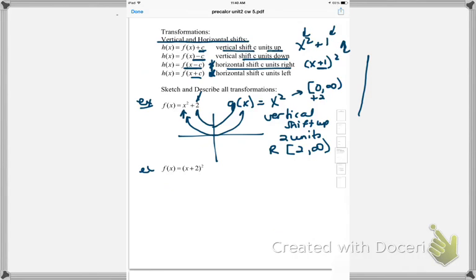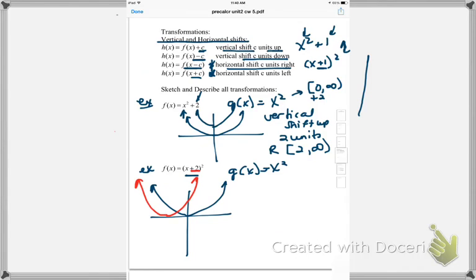Here is an example of a horizontal shift. Your parent function, again, is x squared. So we start off with our graph with a parent function of x squared. We perform the transformation 2 units horizontally, and remember it moves in the opposite direction. We move 2 units to the left. And here is our transformed graph.